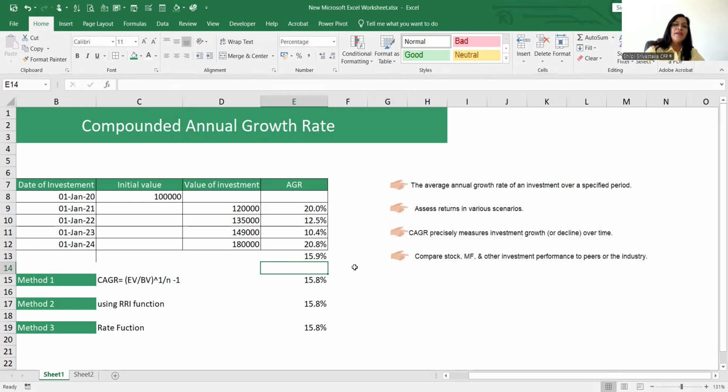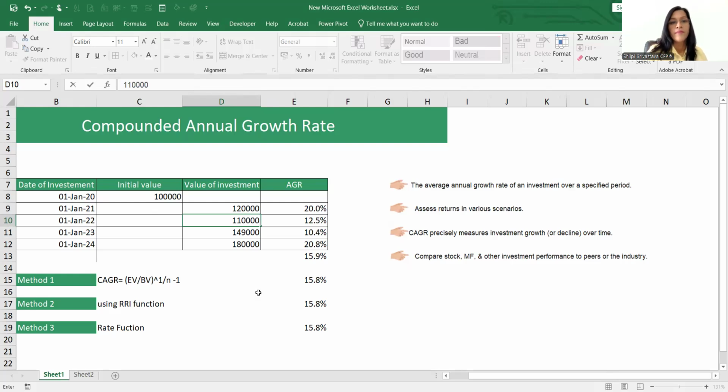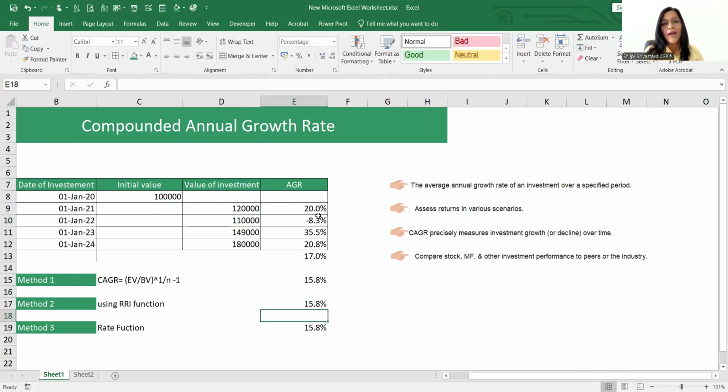How is it used? It assesses the return in various scenarios. It also precisely measures the investment growth or decline. Here we have taken the scenario where it was increasing. Let's say the investment has decreased. Then it is minus 8.3. You can see it will be adjusted accordingly, right? Here we were putting the numbers. That is why it was not reflecting. End result is the same. That is why it is showing here.